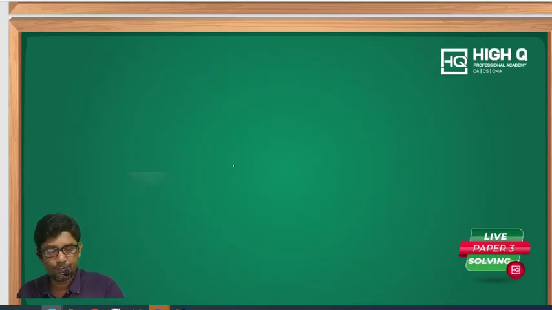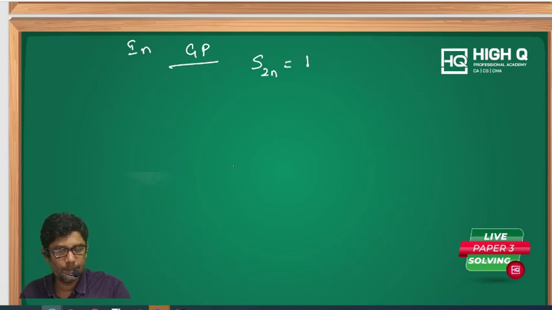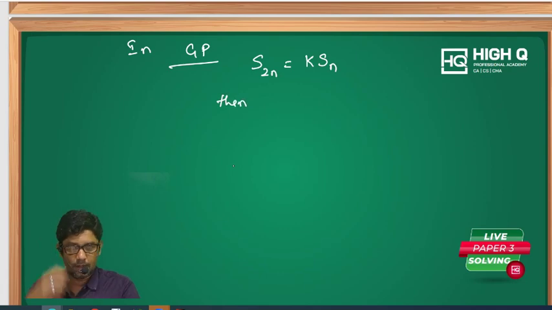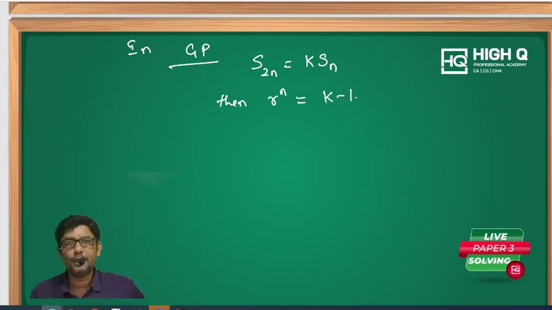Look at this. In geometric progression, there is a hack. I'm just reminding you. There is one hack: if S of 2n is equal to k times Sn, then r power n is equal to k minus 1. I think you know it, but still.